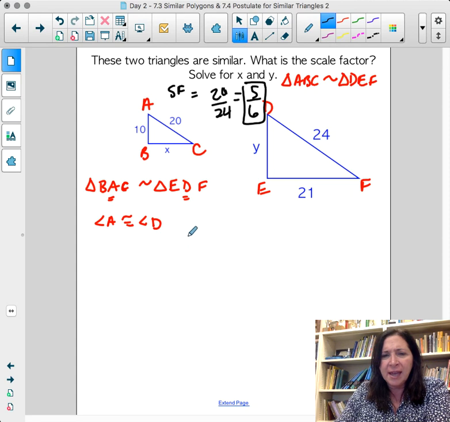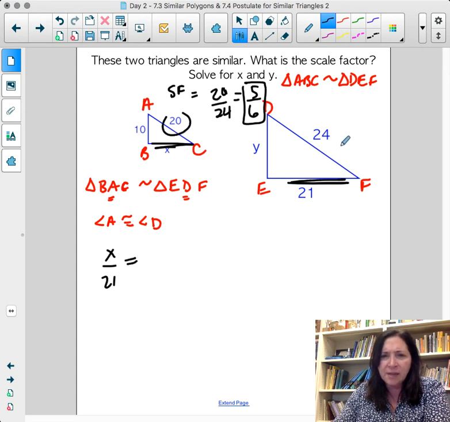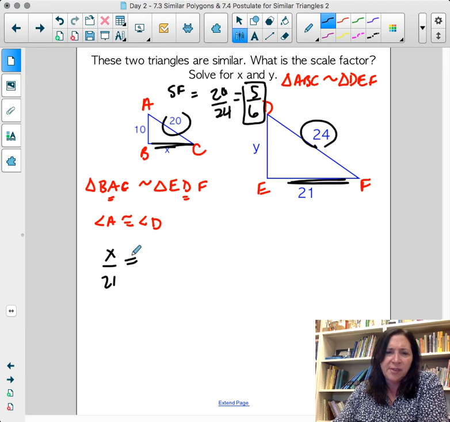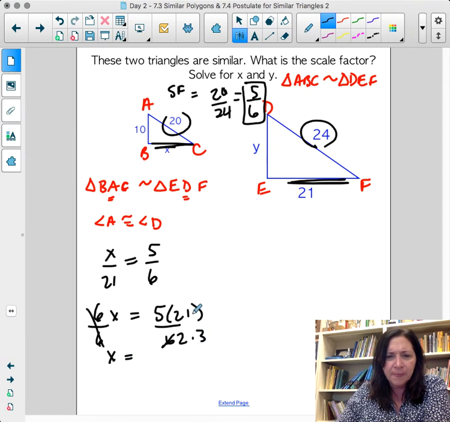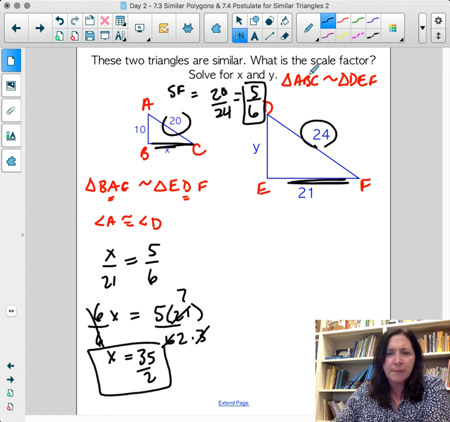So when I'm finding x, I can go x is to 21. See, bottom is to bottom. Right? X is to 21 as 20 is to 24. Well, I just reduced that, so I'm just going to say as 5 is to 6. So I'm going to cross multiply: 6x equals 5 times 21. I'm going to divide both sides by 6, and these are going to cancel. And I get x equals, 6 divides into 2 times 3. 3 goes into 21 7 times. So I get 35 divided by 2. And that's what x equals.